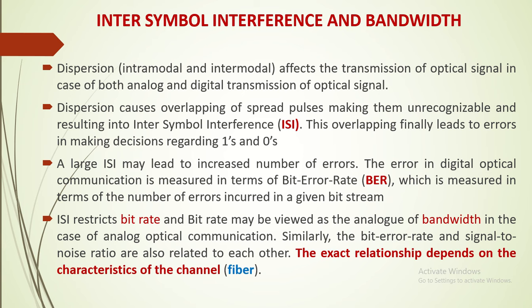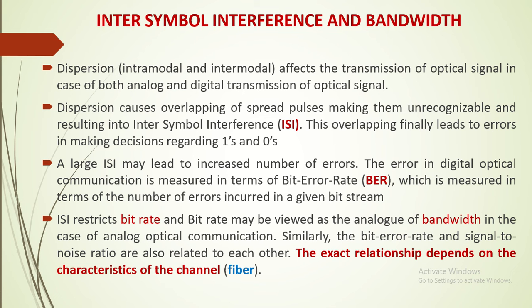Now let us see intersymbol interference and bandwidth. I hope both these terms are not new to you. Already you have learned them in digital communication. So what is intersymbol interference? Dispersion, either intramodal or intermodal, affects the transmission of optical signals in both analog and digital transmission. Dispersion causes overlapping of pulse spread, making the pulses unrecognizable and resulting in intersymbol interference. This overlapping finally leads to errors in making decisions regarding ones and zeros.